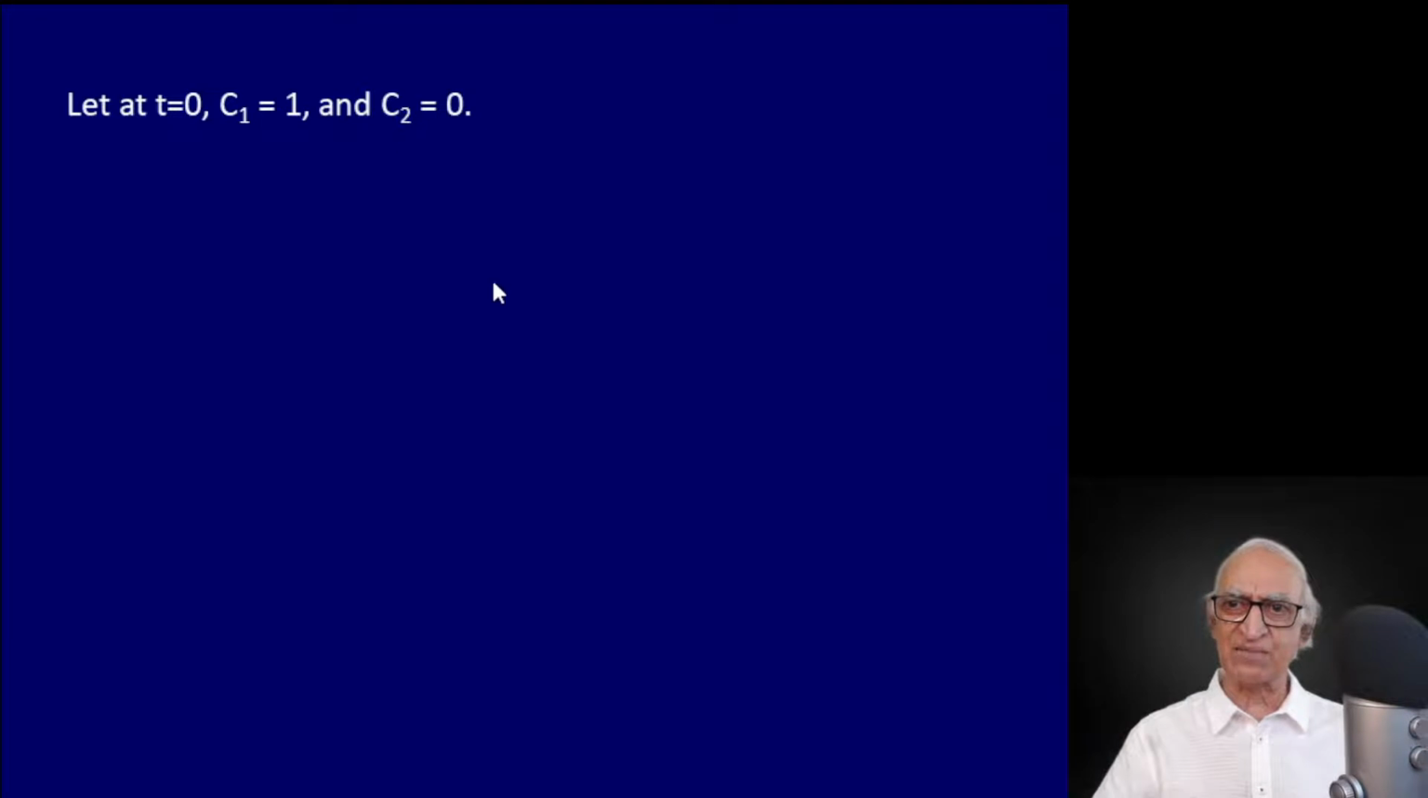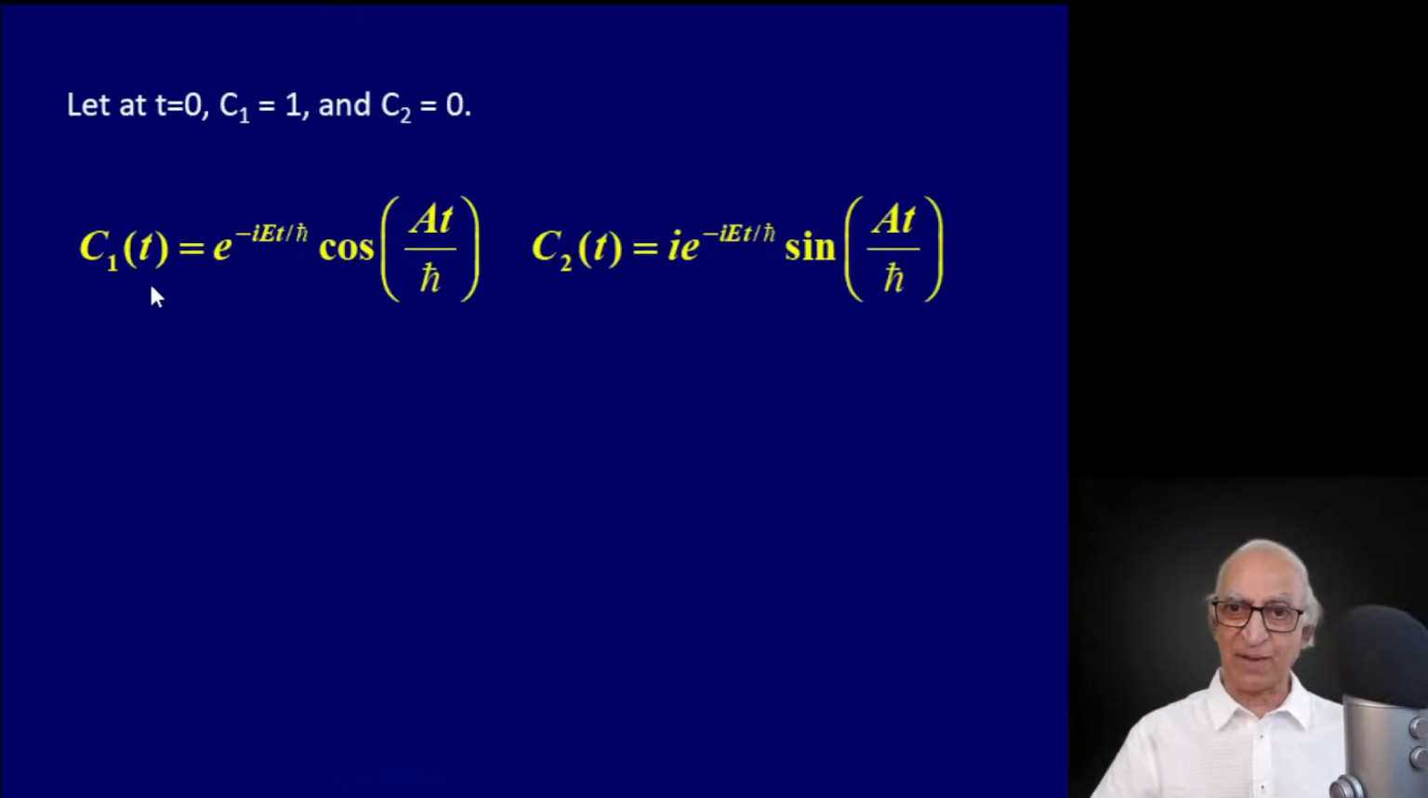So let us say that at time t equal to 0, the ammonia molecule was in the upper state, therefore the amplitude C1 is equal to 1, the amplitude C2 is equal to 0. But amplitudes C1 and C2 vary with time, as e to the power i times Et over h bar multiplied by cos At over h bar and sine At over h bar. So both these amplitudes are time varying. One varies as the cos and one varies as the sine.